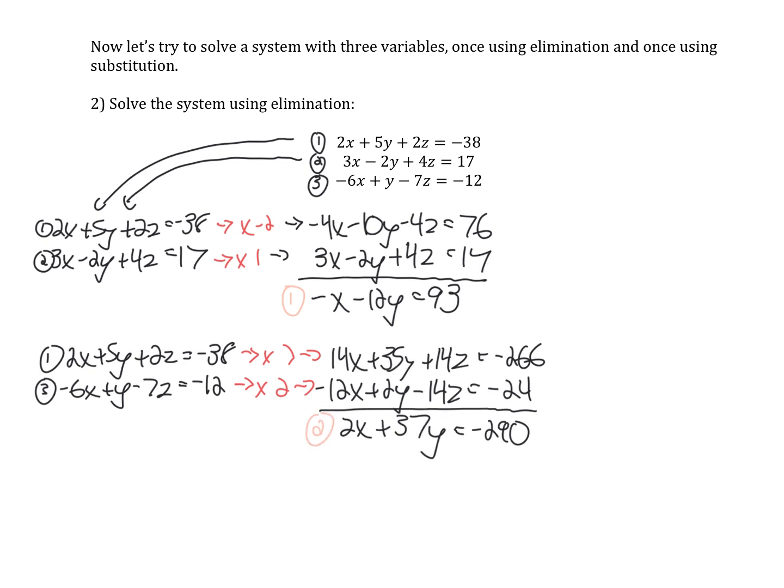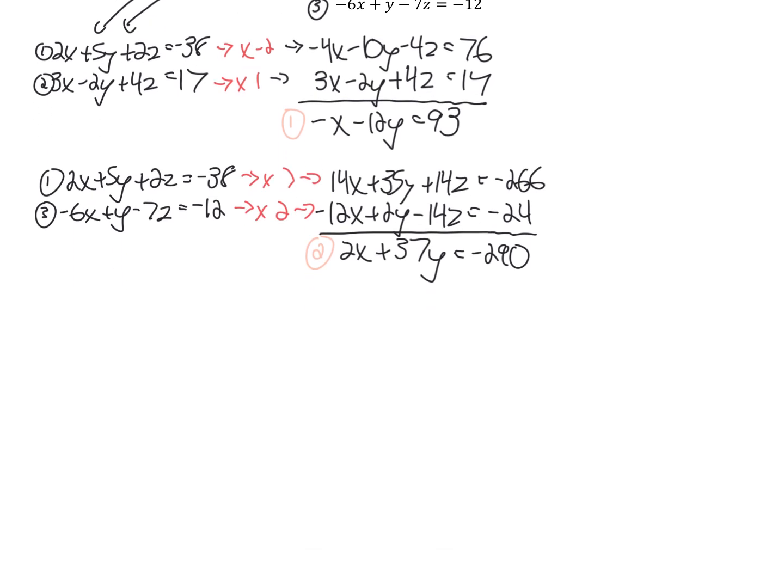And so now when you look at it, I just have a system with 2 variables. So you may have guessed it. What are we going to do next? We're actually going to solve this system. So we're going to take the new number 1, which is negative x minus 12y equaling 93, and the second new equation, which is 2x plus 37y equaling negative 290. And we're going to solve that just like normal, just like we did on the last page. I think substitution might be the easier of the 2 methods because we have that negative x on the top.